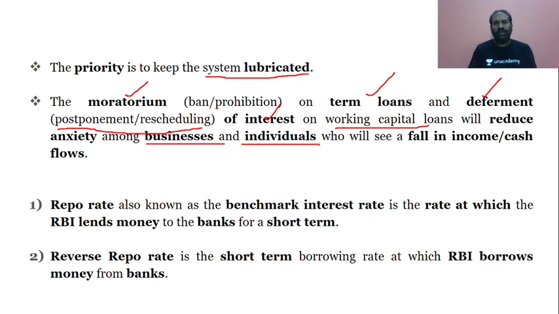It will be a kind of relief to them, because if there is immediately some kind of prohibition on term loans, and the money circulation is not there, or the movement in regards to demand and supply and consumption is not happening at this moment, it could provide some kind of breathing space, some relief to the businessmen and the individuals.